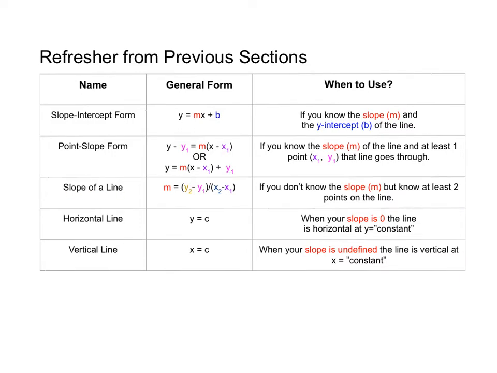We've talked about the slope of the line, such that we can find m by looking at the rise, the difference in the y values, over the run, the difference in the x values. We need to know at least 2 points that are on that line to find that slope. We've talked about horizontal lines when we have a slope of 0, such that y is equal to some constant value, creating a horizontal line at y equals whatever that constant value is. And we've talked about the vertical line, x equals c. What happens when our slope is undefined? We have a vertical line at x equals whatever constant that might be.